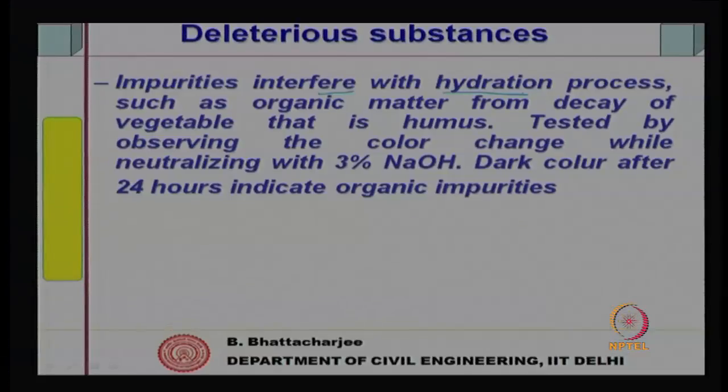Impurities which interfere with the hydration process, like organic matter from decay of vegetation such as humus, are deleterious materials. This is tested by observing the color change while neutralizing with 3% sodium hydroxide. A dark color after 24 hours indicates organic impurities. So, organic impurities are tested with alkalis, because they can react with alkalis, and the color change tells us whether there is a deleterious organic impurity in the aggregate, right.